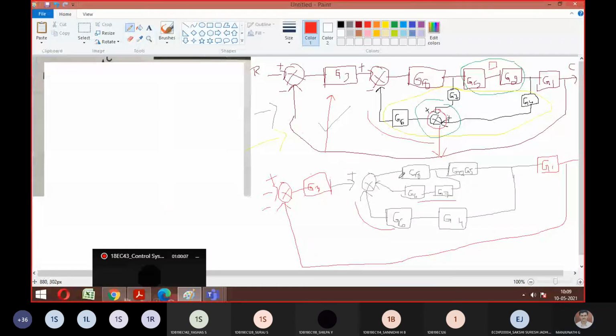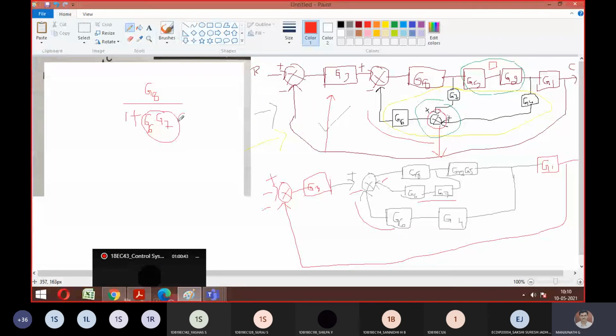Agree? Yes, sir. So instead of writing H, I should write the combination of this. So the formula was G divided by 1 minus, minus is there for both sides, so it should be plus. G6, G7 is your H combination, and this is multiplied with your G8. So is it a formula? Yes, sir.